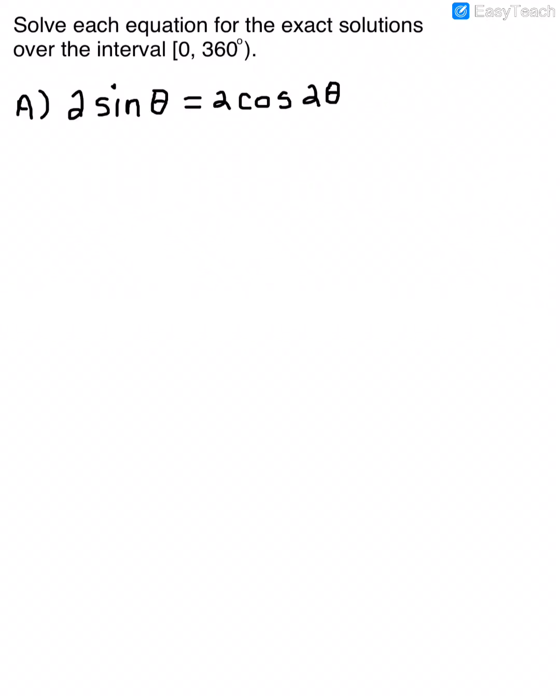So the first thing that I would do is, if you'll notice, both sides of the equation have a trig function with a 2 in front. To get rid of that, I would divide both sides by 2. And we're left with sine of theta is equal to cosine of 2 theta. Well, that 2 is not being multiplied times the trig function like the other 2 was. It's inside the trig function, so this is a double angle.